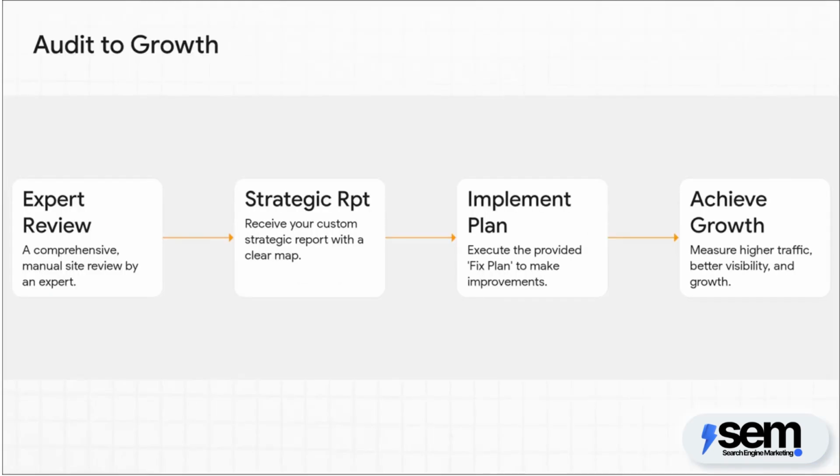So the journey from where you are now to where you want to be looks something like this. It starts with that deep, expert-level review. From there, you get that strategic report, your personal roadmap. Then comes the most important part. You actually implement the fix plan. You do the work. And the result of all that? Real, measurable growth. We're talking more traffic, more leads, and way better visibility.